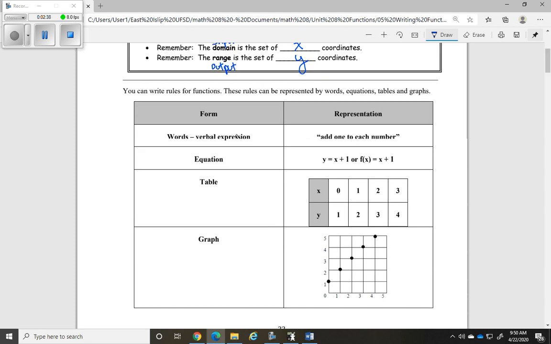So rules can be verbal. They could be an equation. You can get it from a table or from a graph. All of these say the same exact thing. Add 1 to each number. So this is showing that I'm adding 1 to my input.